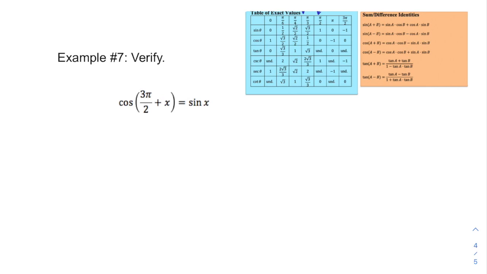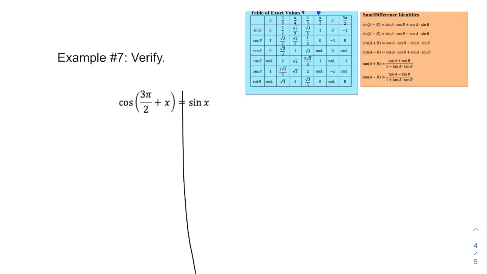So our last couple of examples, we did condensing down, so the ones that look complicated but are actually very simple. We did the expanding out, the ones that look simple but are complicated. And now we're going to do some verify, just like we did in the last two sections. So I want to verify that the cosine of 3 pi over 2 plus x is equal to the sine of x.